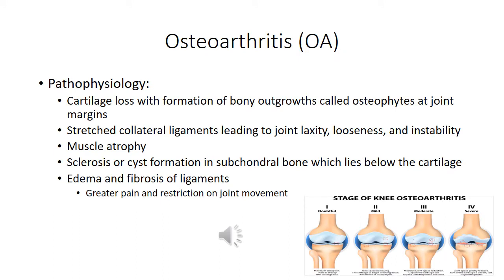Osteoarthritis involves cartilage loss with formation of bony outgrowths called osteophytes at joint margins. It involves stretched collateral ligaments leading to joint laxity, looseness, and instability, muscle atrophy, sclerosis or cyst formation in subchondral bone, which lies below the cartilage, and edema and fibrosis of ligaments, which results in greater pain and restriction on joint movement.